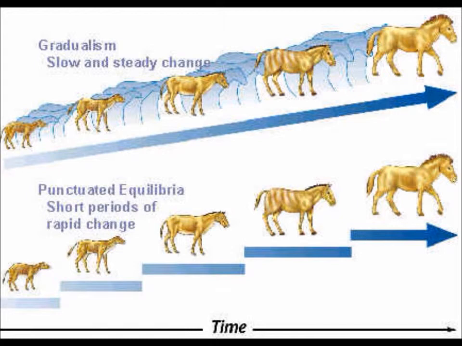In punctuated equilibrium, change comes in spurts. There is a period of very little change, and then one or a few huge changes occur, often through mutations in the genes of a few individuals.